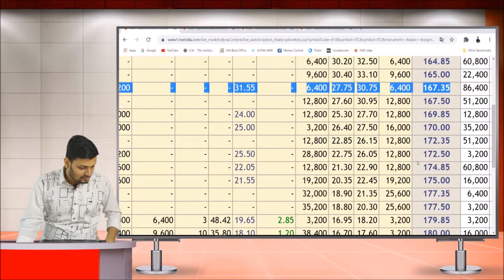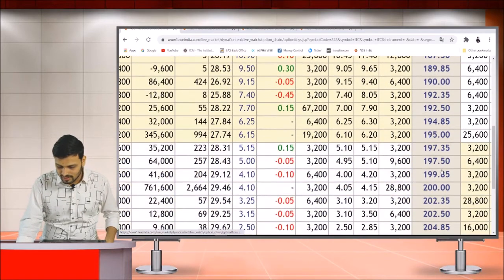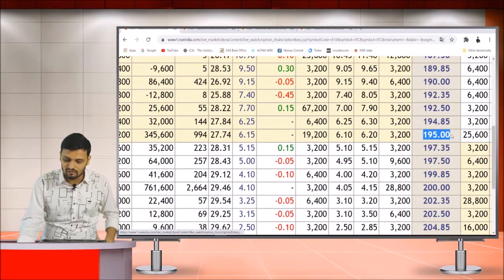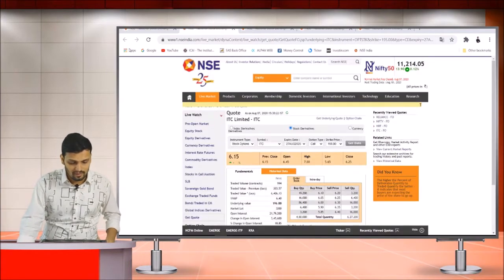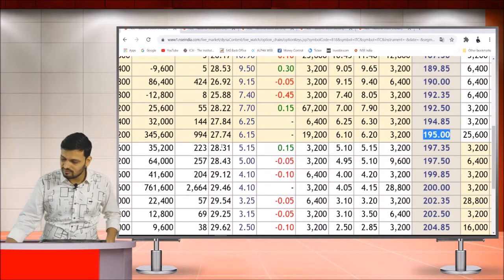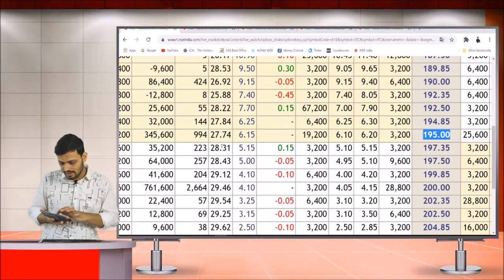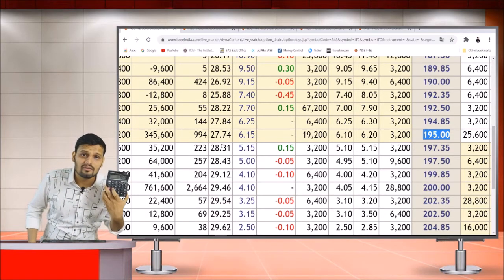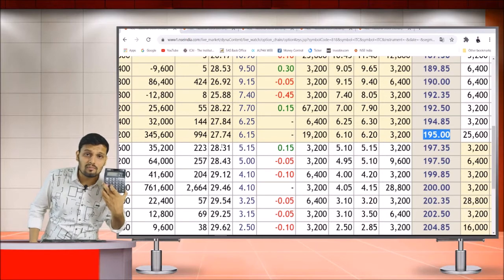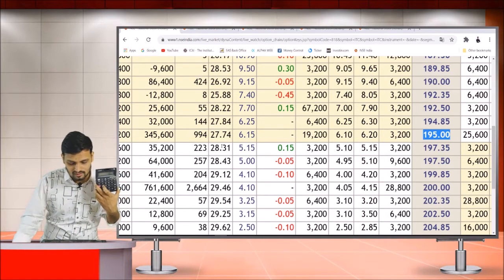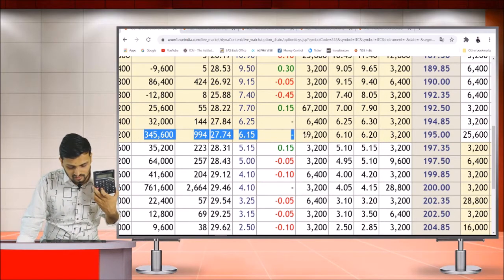Done. Same way, let us try to understand from the 195 strike's point of view. You have to pay a premium of 6.15, right? So 195 plus 6.15 is 201.15. So only if the share price goes above 201.15, this person will gain.